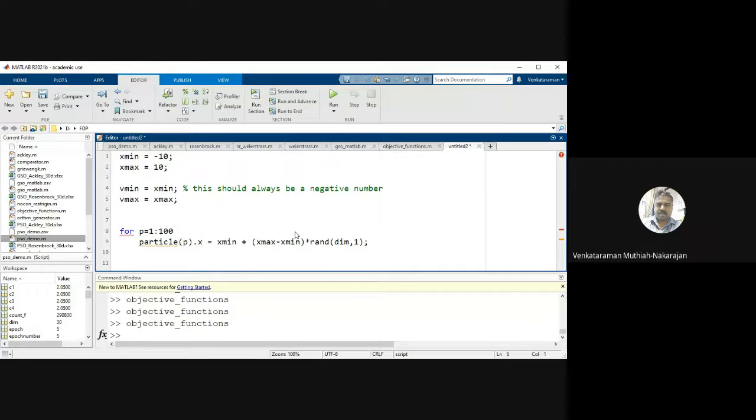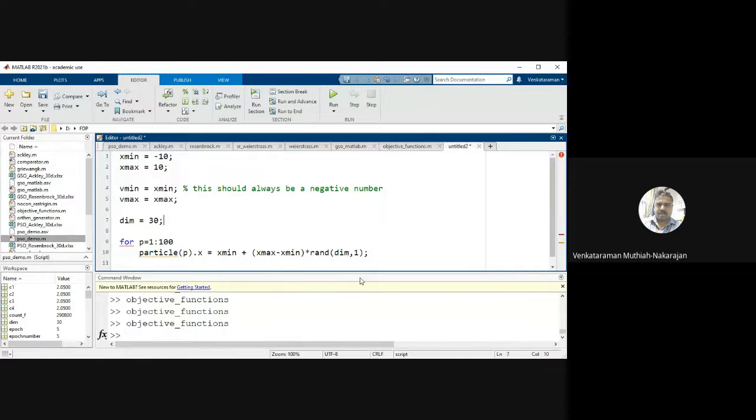This time, I'm going to write the code for a 30-dimensional function. So this is a random number generator which generates a random number having 30 rows and one column. So it's actually a vector. Any questions?